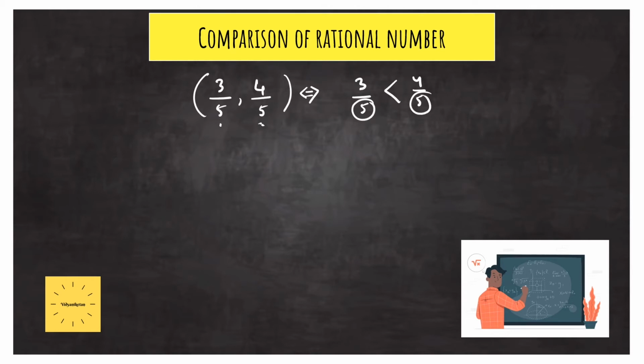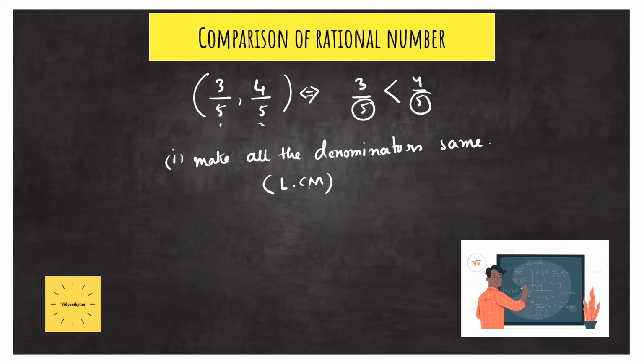Now the points to be remembered: the first one is, to compare, first we need to make all the denominators same. Now how will you do that? Just by LCM. In the examples we will see all these tasks. Now the denominator must be positive.